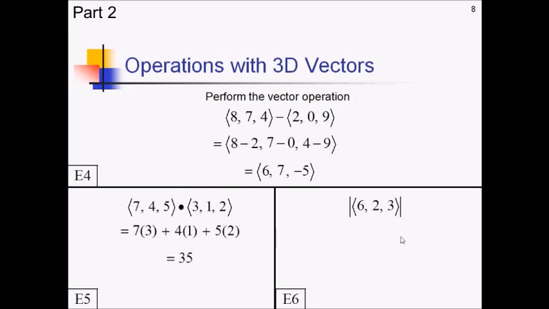And last but not least, we've got the magnitude of a three-dimensional vector now, essentially just finding the length. So this is actually kind of like the distance formula in 3 dimensions that we did earlier. We're going to have the square root of all three of these things being squared and added together. So square root of 6 squared plus 2 squared plus 3 squared. That's 36 plus 4 is 40 plus 9 is 49. So we're doing the square root of 49, which we can simplify to 7.